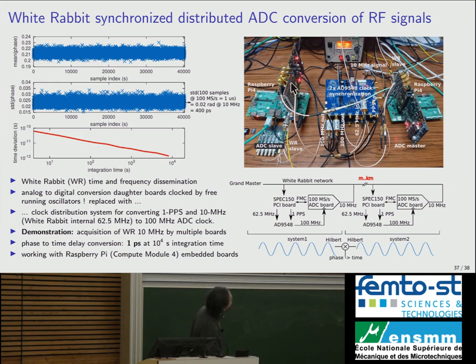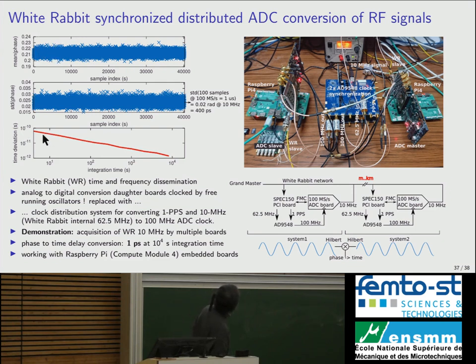From this reference clock and the 1 PPS, I can drive the AD9458 to generate the 100 megahertz that will clock the A to D board, and I clock the A to D converter not by its internal clock, but by this synchronized clock. Again, this is the local White Rabbit, this is the remote White Rabbit, and now if I trigger A to D conversion on these two boards, you see here over 40,000 seconds, that's about 10 hours of measurement, the phase has shifted by less than 0.1, actually 0.01 radian.